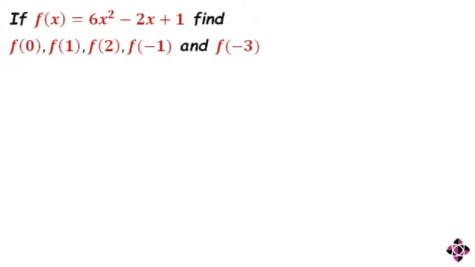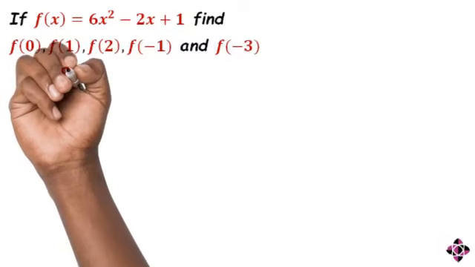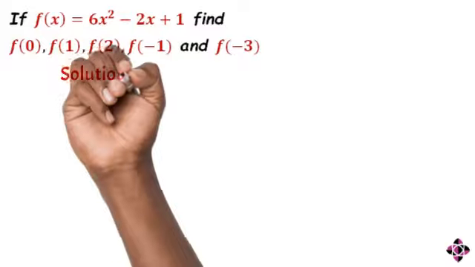If f of x is equal to 6x squared minus 2x plus 1, find f of 0, f of 1, f of 2, f of minus 1, and f of minus 2. Let's see what we can do.